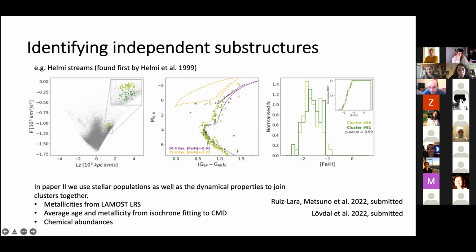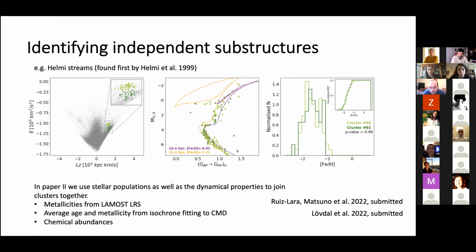But when you look at their color magnitude diagrams and also their metallicities that you see on the right here, you can see that they're very consistent with being the same stellar populations. And so we can use the fact that they are very close in this integral of motion space and that they have the same stellar populations to link these two clusters together into one structure that we then call the Helmi streams.